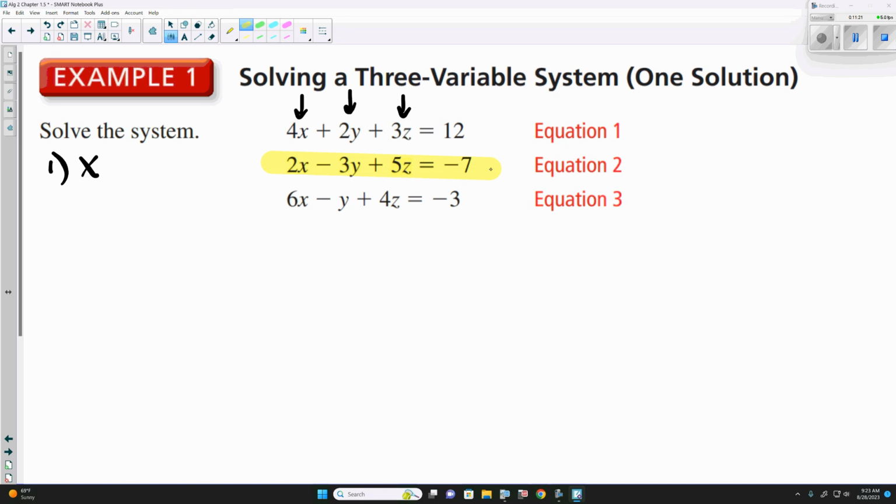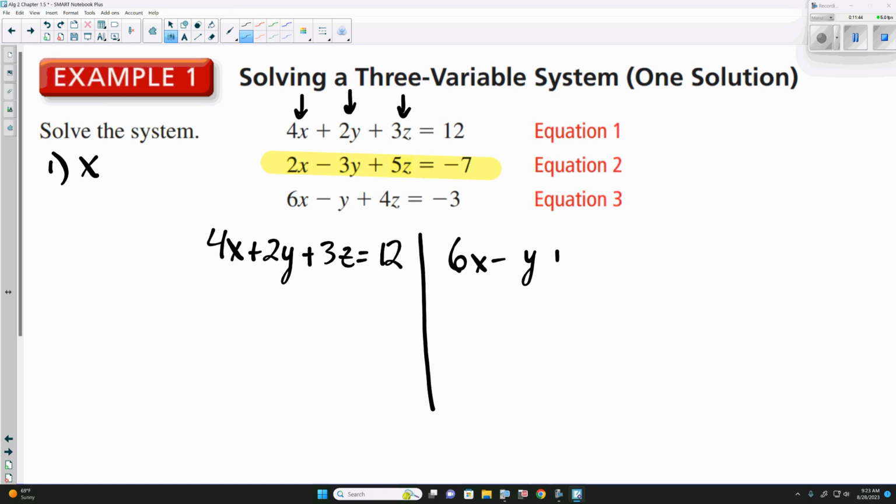So we're using this here. And what we're going to do is multiply it by whatever we need, so the values in front of x, the one we're eliminating, are the same. So we're not going to have to do anything to our 4x plus 2y plus 3z equals 12, or the 6x minus y plus 4z equals negative 3. Because those 2 equations we're going to be removing x from. And we're going to be using the one I highlighted, our eliminator equation, to eliminate x from them. Questions on this so far?